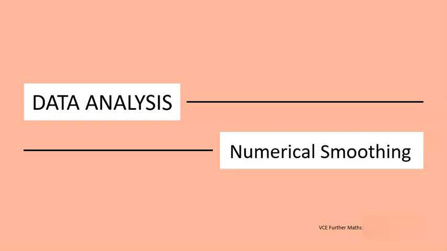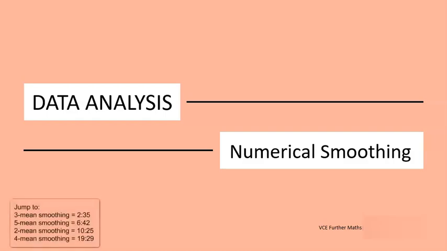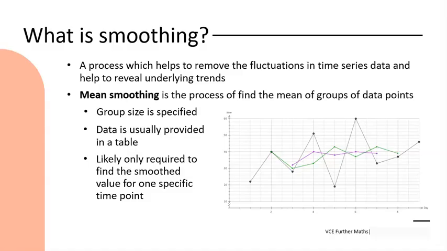This video will work through some examples of mean smoothing, otherwise known as numerical smoothing, looking at both odd group sizes and even group sizes with centering. And so firstly, just a quick recap. What is it that we mean by smoothing?